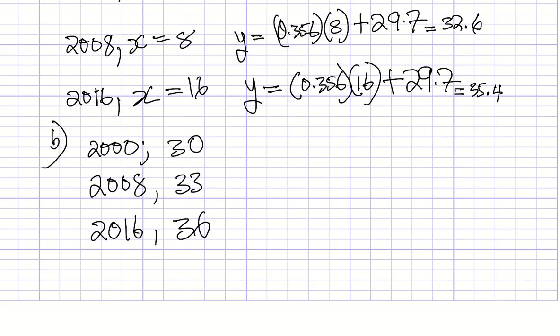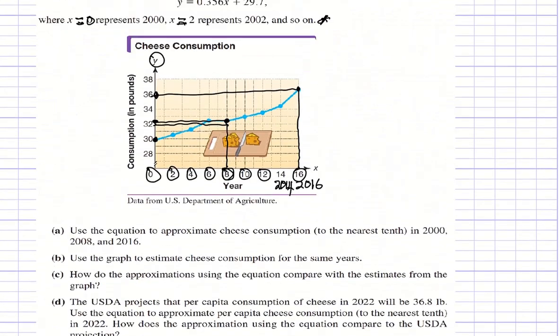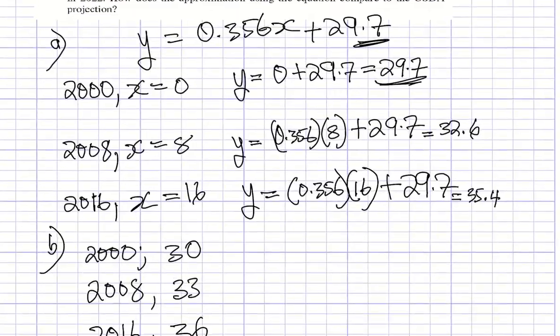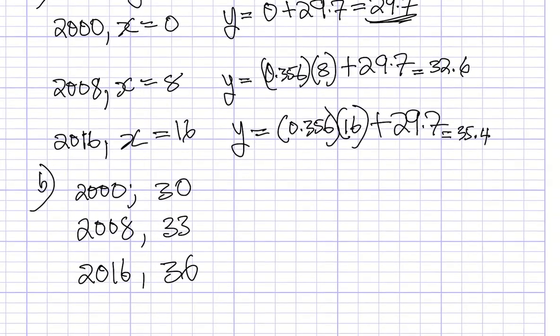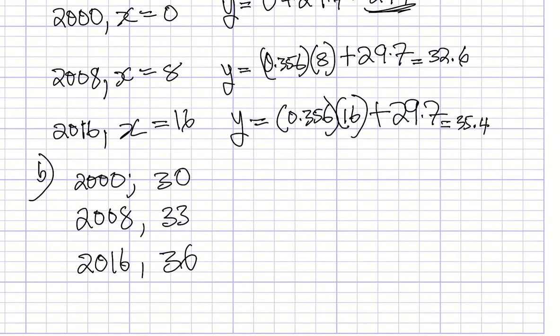Okay, so that's the best I can do. I don't know if I did it right. That's the best I can do, given that the graph is really not precise. So that's the best I can do there. What is that? That's B, right? That's the best I can do there.